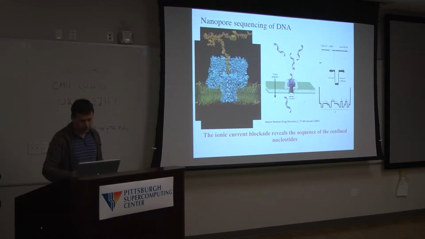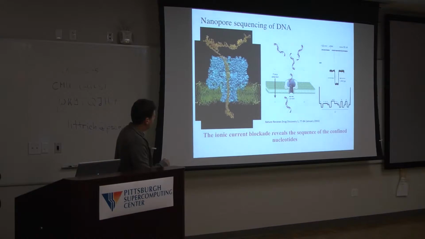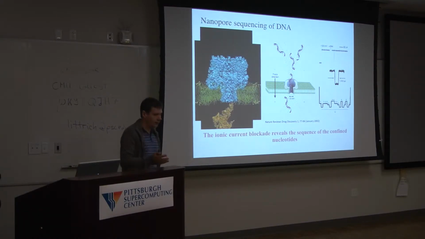Here's a very old simulation that was done a long time ago that illustrates this process. You have a DNA molecule, and it passes through the nanopore like a spaghetti, I would say. It ends up on the other side. This is nanopore translocation, a term that I will use very frequently.